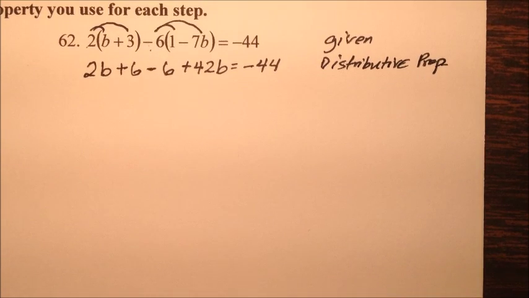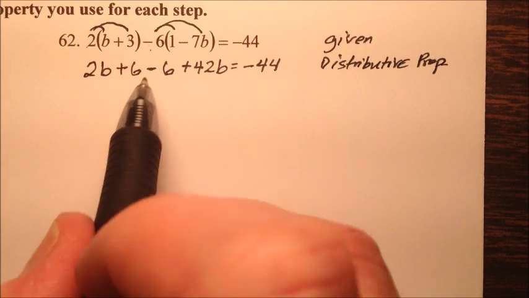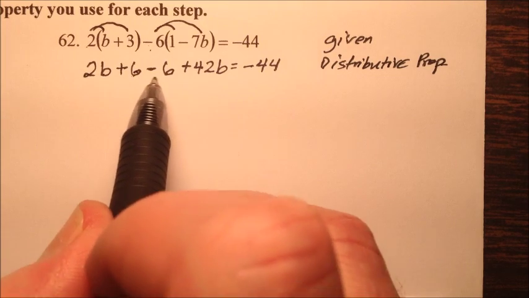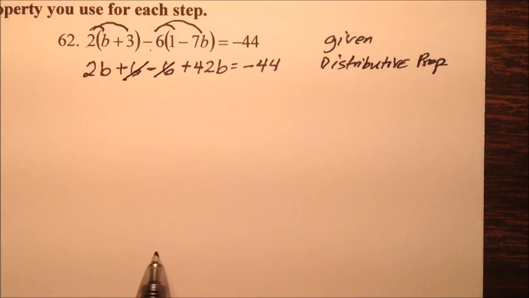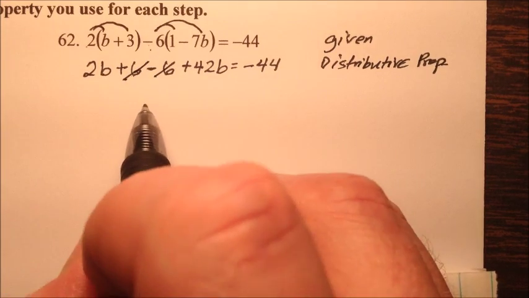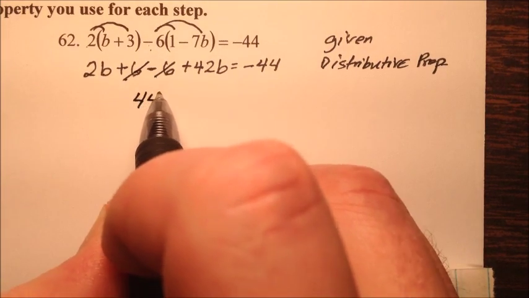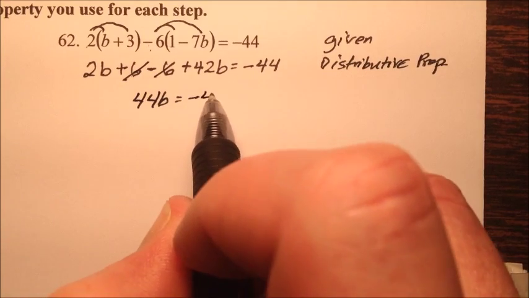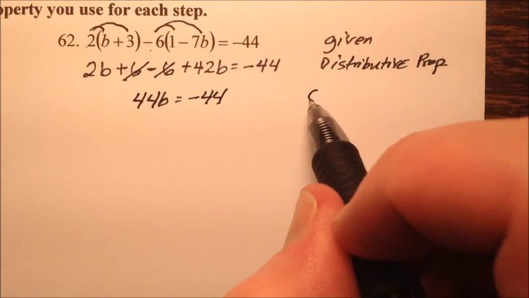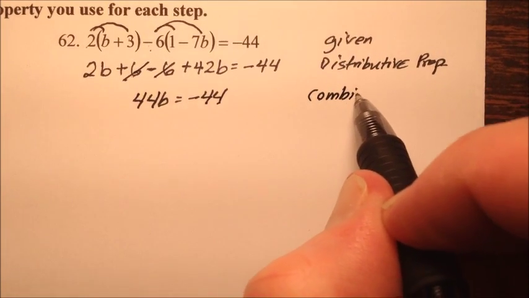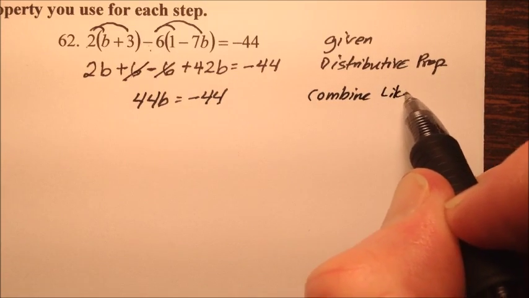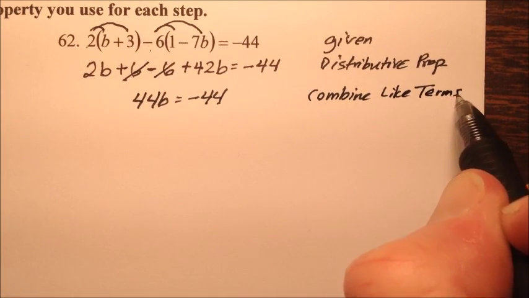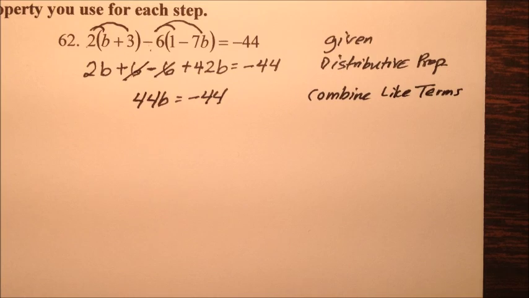Distributive property. Okay, so now we're going to go ahead and combine like terms. I have a +6 and a -6. I notice that those just cancel each other out. That's really nice. So my 2b and my 42b will go together to make 44b equals -44. And that step was combine like terms. Now at this point, wow, we're almost done.